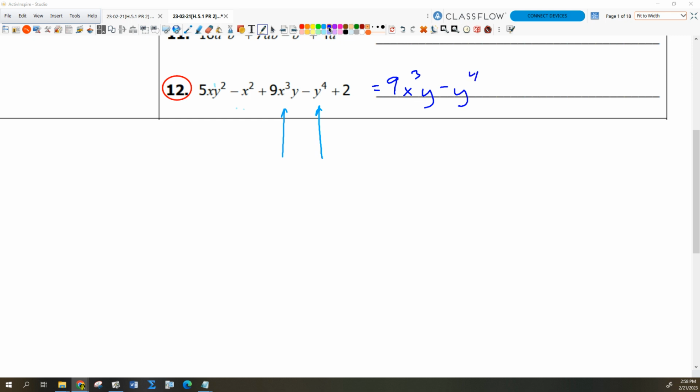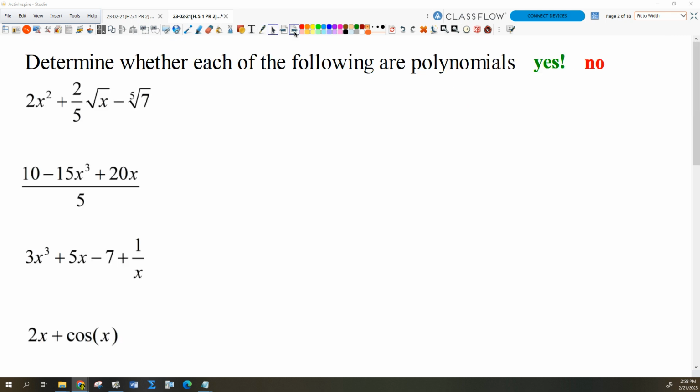What's next? The 5x y. Okay, good. So plus 5x y squared. Keep going. Minus x squared. Plus 2, I guess. Okay, makes sense? Okay. All right, so now the game we're playing is we have to determine whether each of these is a polynomial.